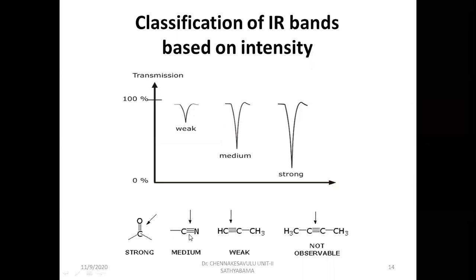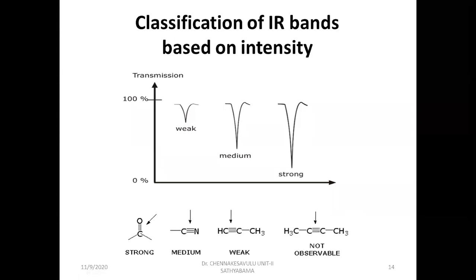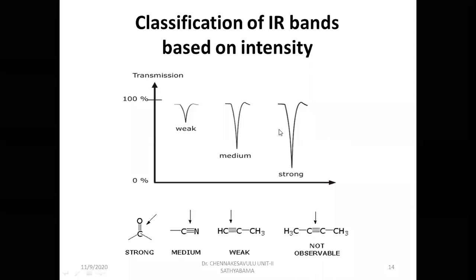You see that based on this, a molecule that doesn't have any dipole moment or change in dipole moment cannot be seen in the IR spectrum. That means 2-butene won't give an IR spectrum. Weak, medium, and strong peaks will look like this, and simple examples are these. Weak means acetylene, medium means nitrile, and strong means carbonyls, carboxylic acids, and esters. This type of compound will give a strong peak.